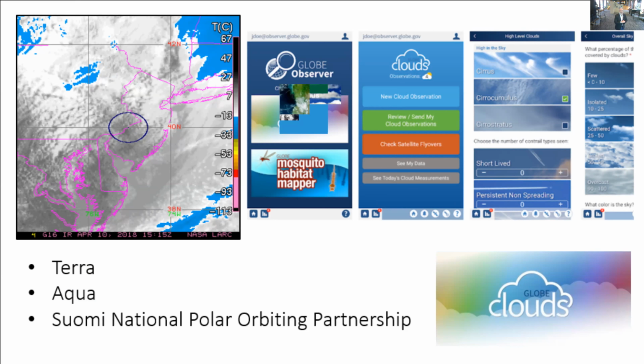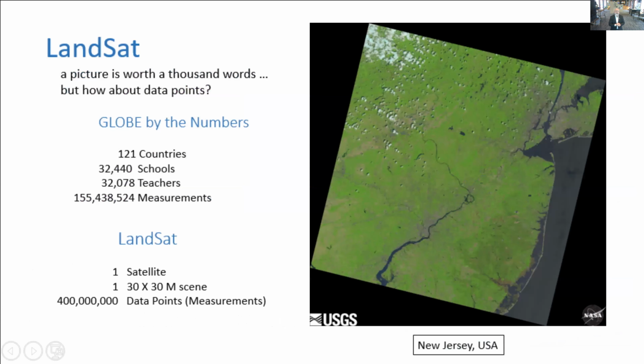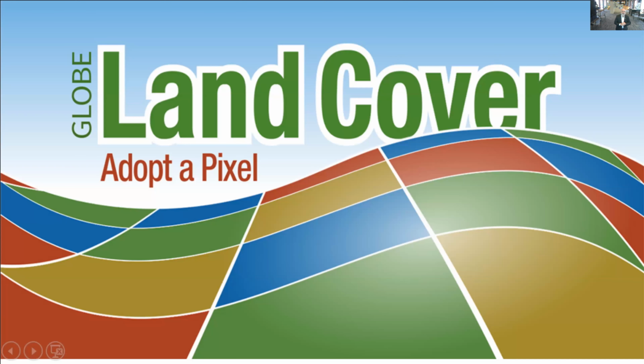And then we look at the Landsat satellite, which ties into the land cover. So we sit here and say, you know, you've heard that a picture is worth 1,000 words, but look at the statistics here, how much information. So on the left, you see all the GLOBE by the numbers, but one satellite pixel and satellite image can be over 400 million data points. And what you're looking at, the green blob again is New Jersey, and the black squiggly line is the Delaware River.